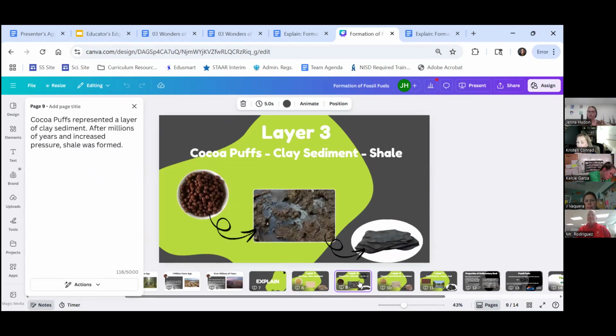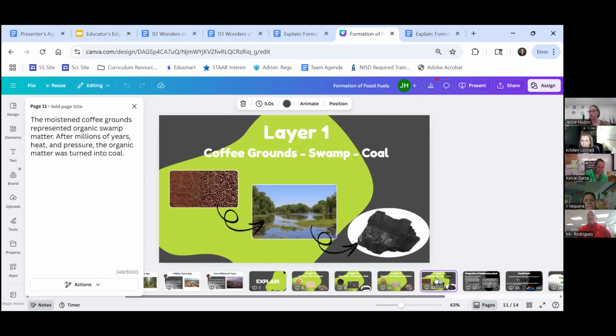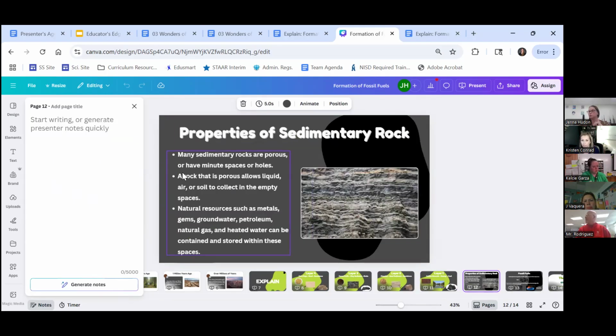So then we're moving up the cup, okay? So we have our Cocoa Puff layer. You'll explain this information to them. I'm gonna quickly hurry along because Kristen has a little bit to share with you before we're out of time. And then we have our Cheerio layer, so on and so forth. And we share this information with our students. So as you can see, this is a heavy one. We have our coffee ground layer, which was our organic matter. Share with them that the plant material is what forms the coal, okay? And here is where I was talking about the porous aspect of the rock. That property of being porous allows it to hold on to these fossil fuels.